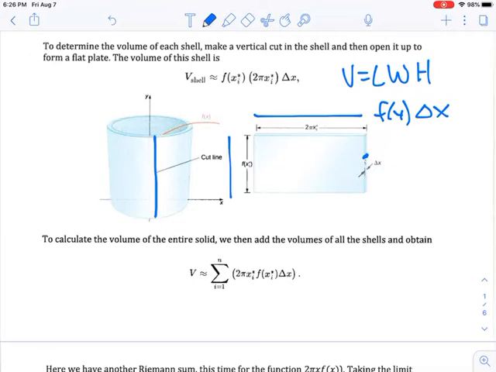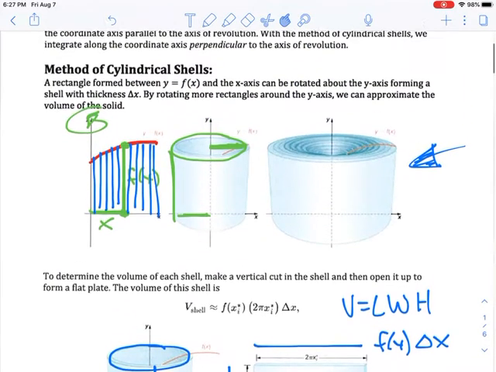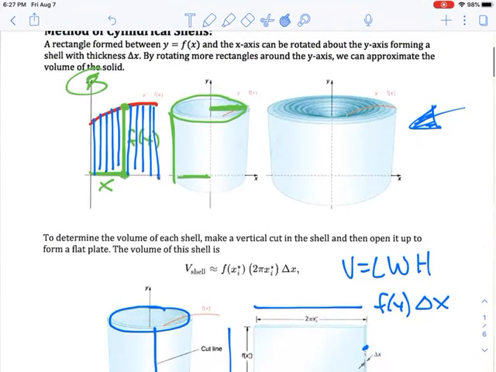Now, where does that come from? Where that comes from is that 2 pi x is equal to the circumference of this cylinder. The circumference is equal to diameter times pi, and the diameter is 2 times the radius, times pi. So the circumference is 2 times r times pi. And so remember what I said before, that the radius is an x value.